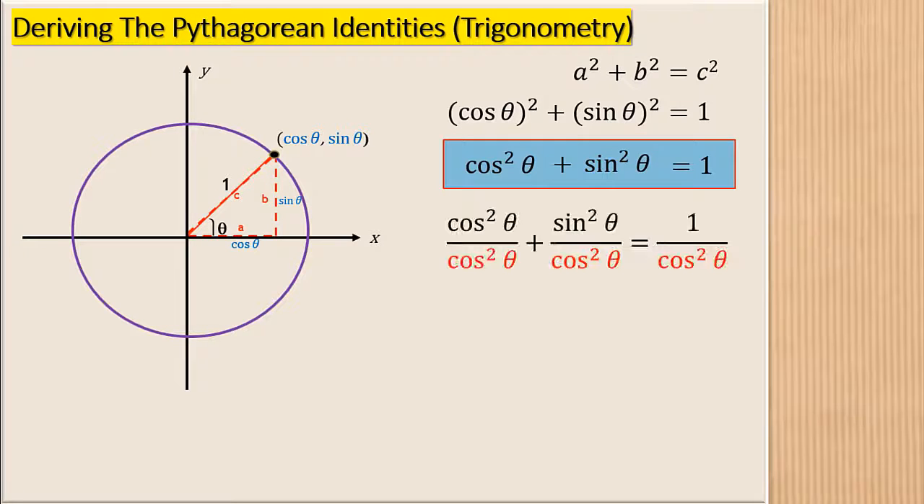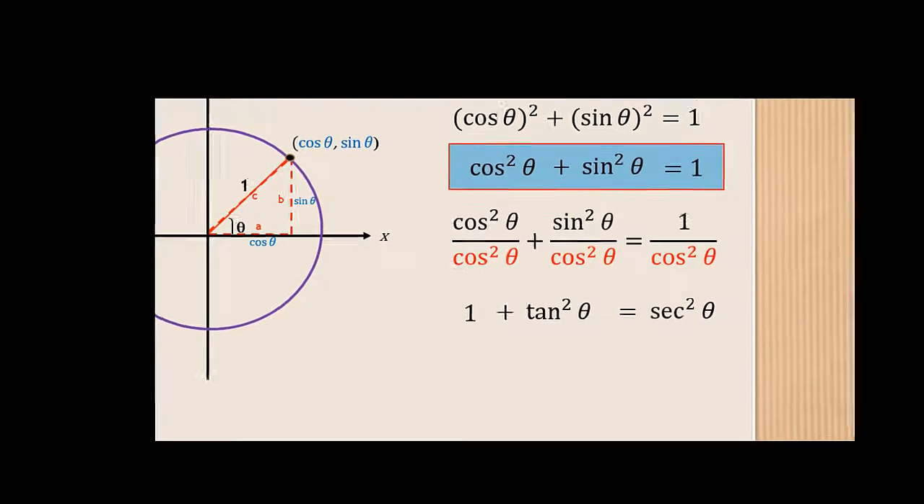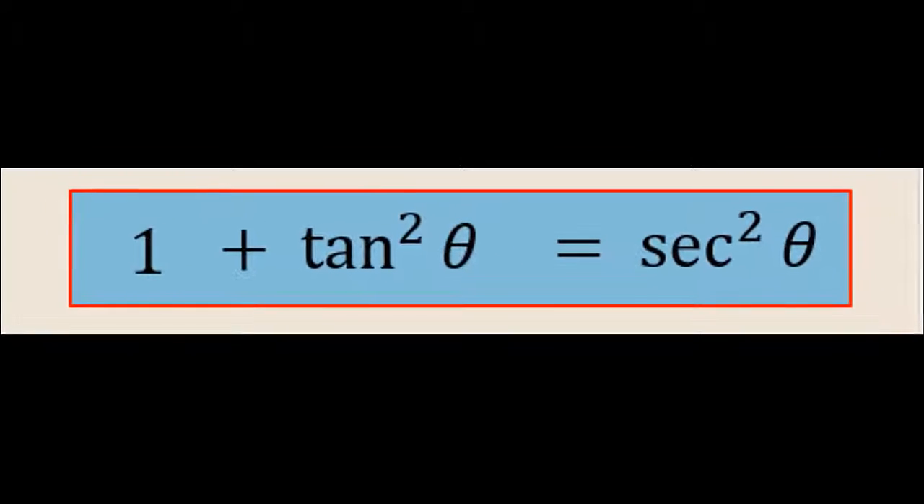If we divide both sides of this Pythagorean identity by cosine squared theta, cosine squared theta divided by cosine squared theta is going to be 1. And sine squared theta divided by cos squared theta is tangent squared theta. 1 over cos squared theta is secant squared theta. So 1 plus tangent squared theta equals secant squared theta is another Pythagorean identity.